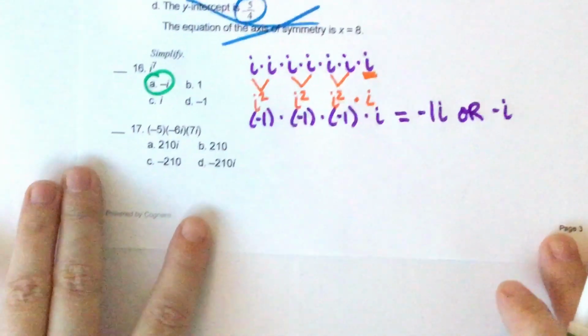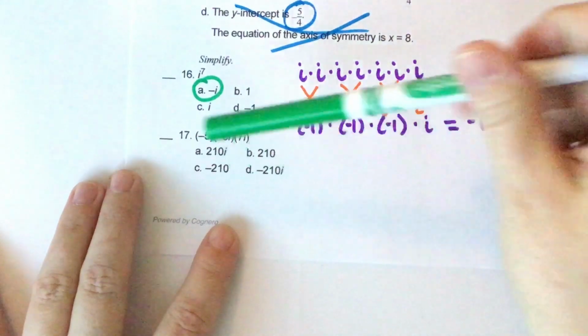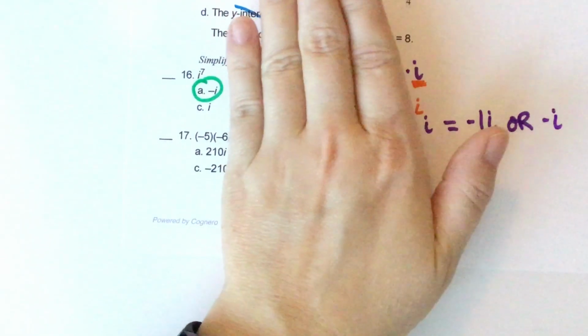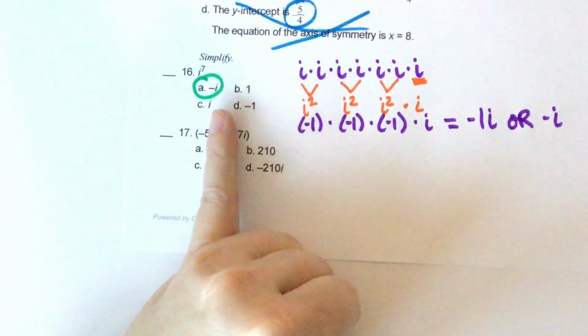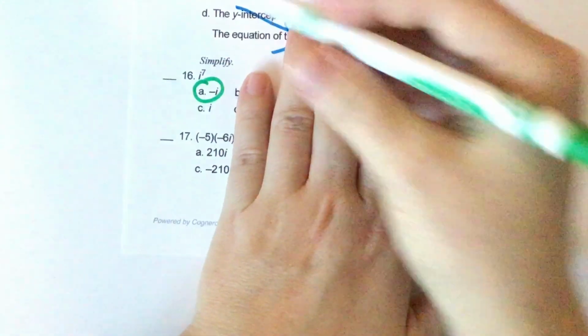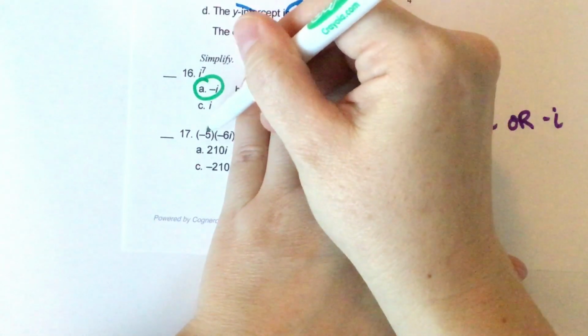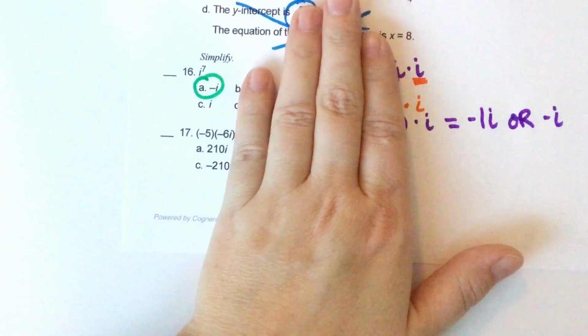Okay, number 17. I need to multiply these 3 together, and it doesn't matter if I multiply the front 2 together first, the back 2 together first, or the first and last together. It doesn't matter. Most of you would probably multiply in the order you see it. So negative 5 times negative 6i is a positive 30i.